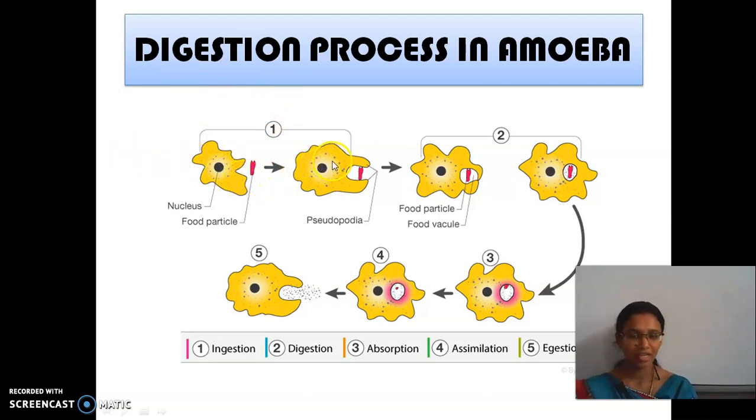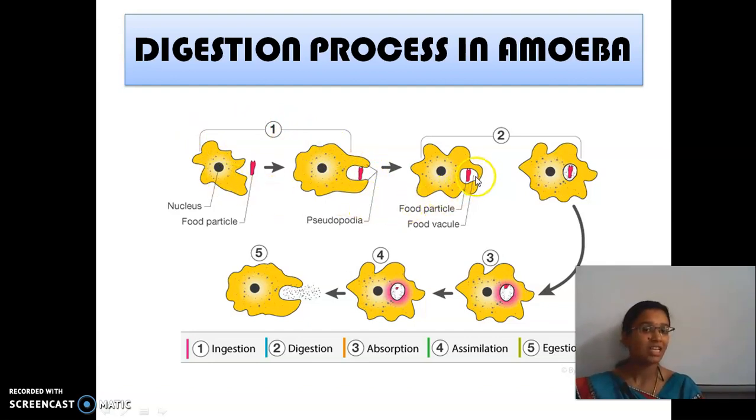So, see, here the finger-like projection comes out, right? That finger-like projection is called pseudopodia. So, what does this finger-like projection do? It closes around the food and sends it into the body. Yes, see here, the first step is taking in food, that is ingestion. Food is there, it puts out its finger-like projection and closes around the food. Okay? This is ingestion and then digestion.